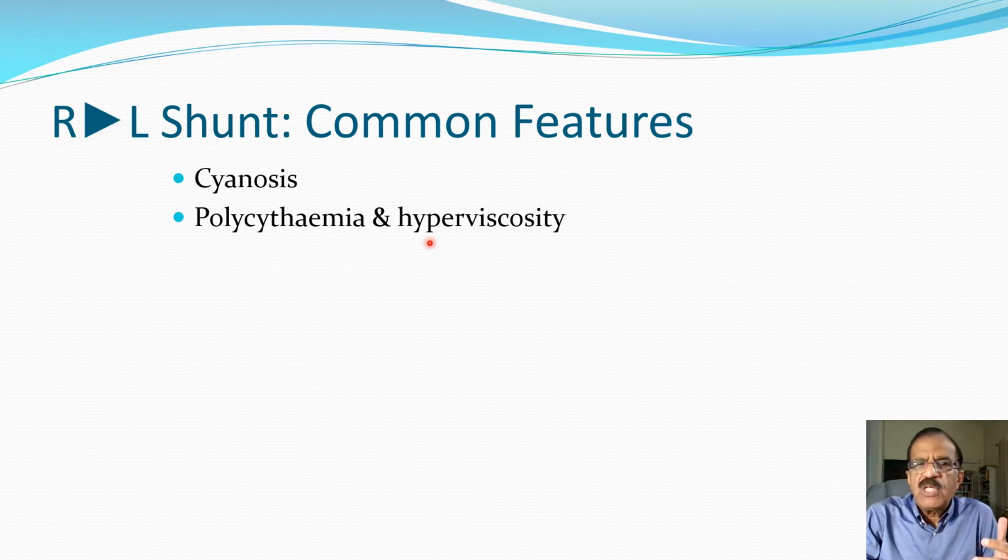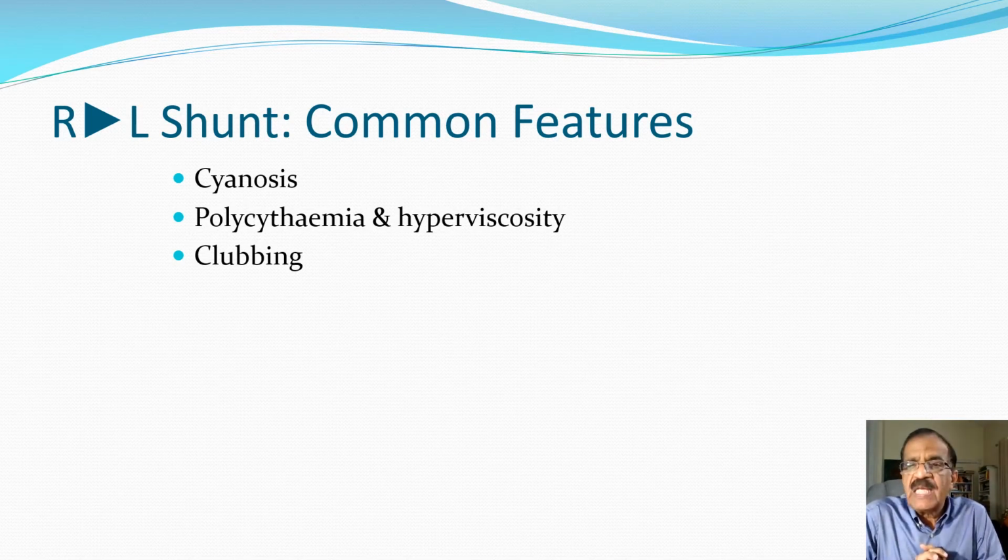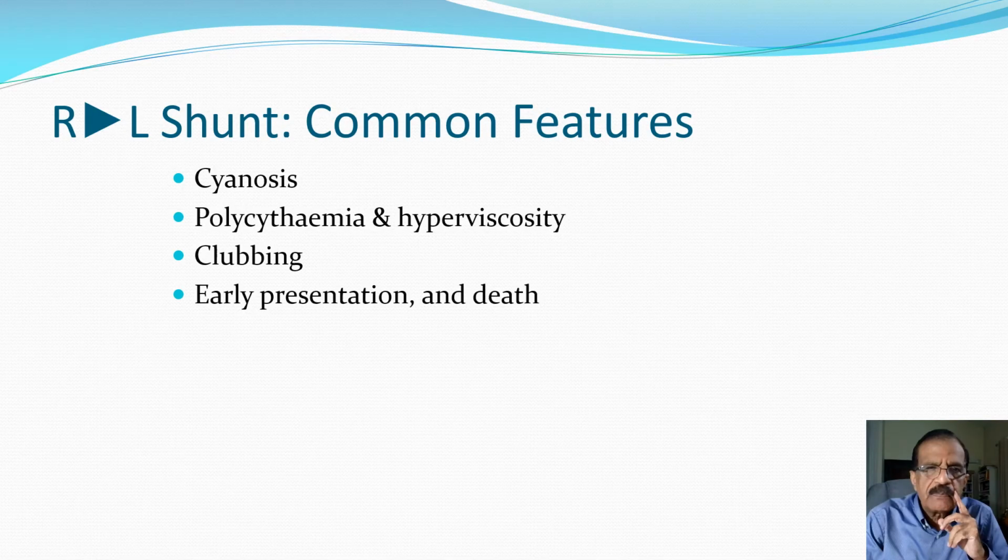So these children have polycythemia because of the chronic hypoxic state, and they will develop hyperviscosity and clot formation. There would be clubbing also, because clubbing is a feature of chronic hypoxic state. So these children would have generalized clubbing, both in hands and feet.